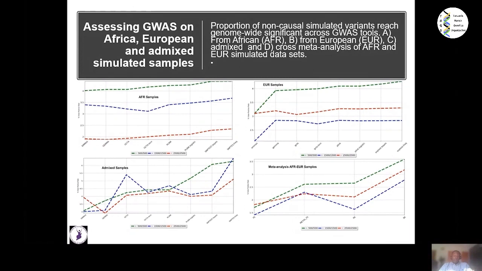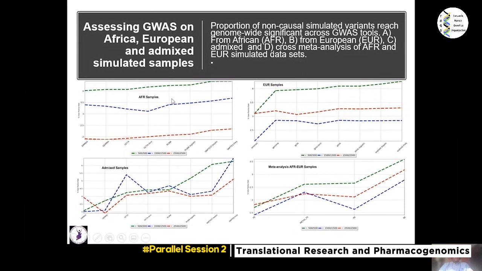So what we did was also to look at the rate of false positives in the most common public GWAS tools, as you can see on the x-axis of these plots. The first plot shows three scenarios with different sample sizes: 500 cases and controls, 1,500 cases and 1,500 controls, and the red line is 2,500 cases and 2,500 controls. Those are the different colors.